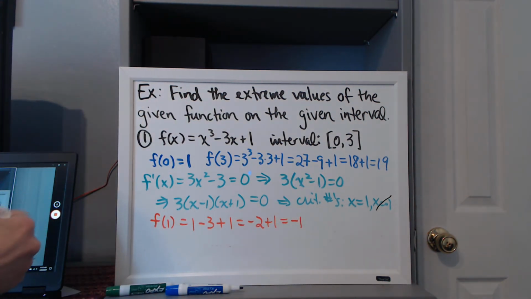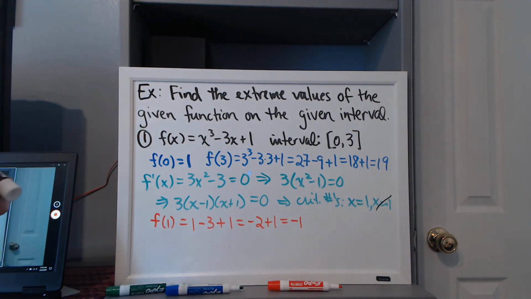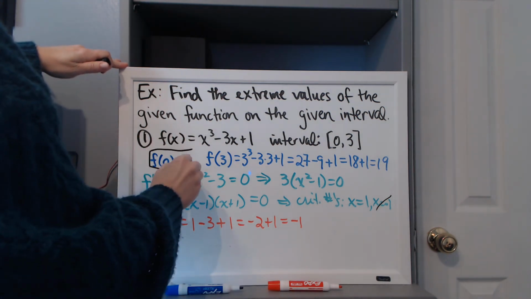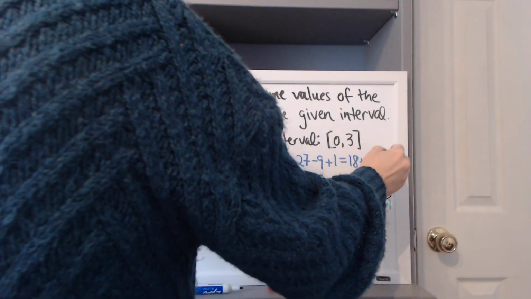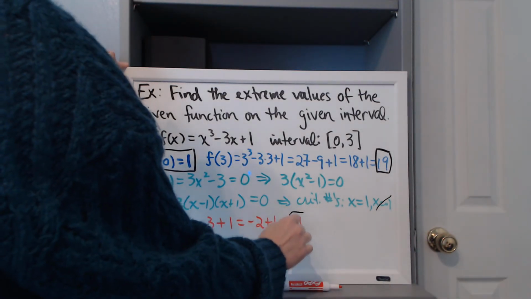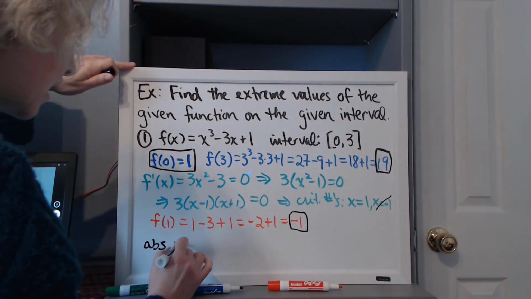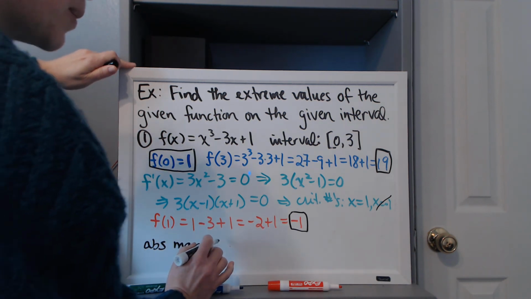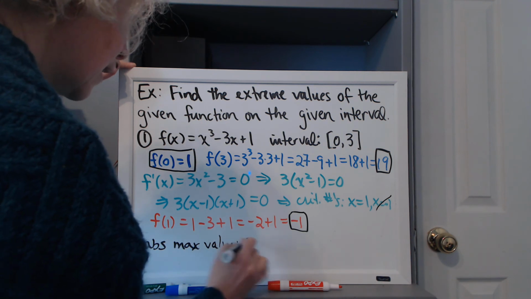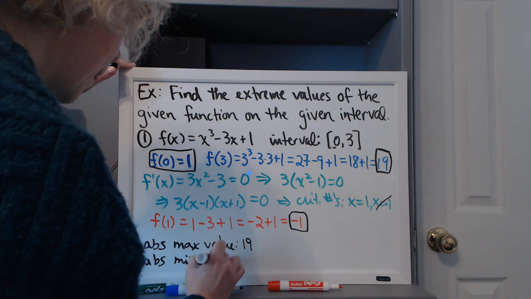And now, out of the values we have found for the function, we are going to pick the highest, that will be our absolute max. We're going to pick the lowest, that will be our absolute min. So the ones we've evaluated: f of 0 is 1, f of 3 is 19, and f of 1 is negative 1. So out of all of those, we see our absolute maximum value is 19, and the absolute minimum value is negative 1.